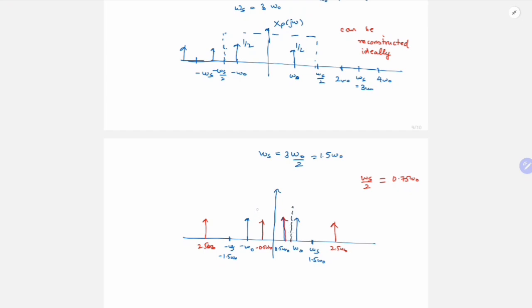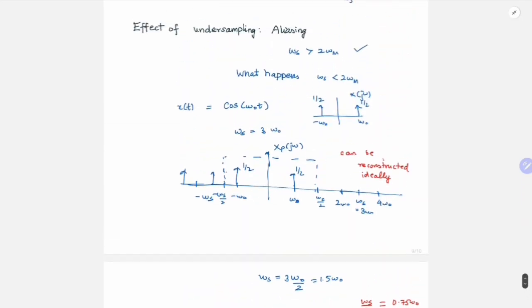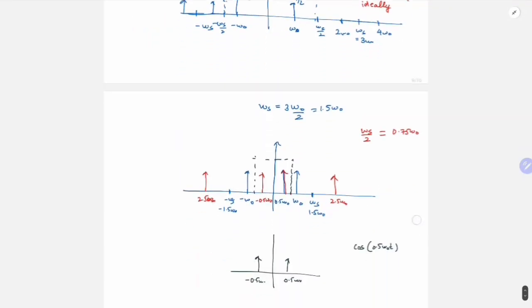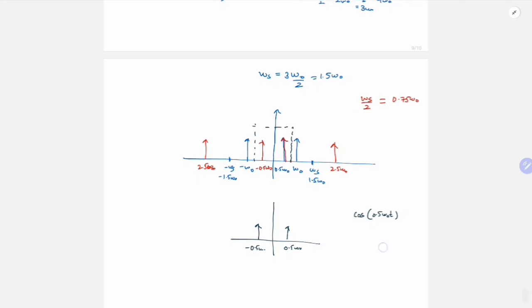So I am cutting off somewhere here. What will be my signal now? It will be minus 0.5 omega naught and 0.5 omega naught, which is nothing but cos of 0.5 omega naught t. But this is not what I started with. I needed cos omega naught t, but I am getting cos 0.5 omega naught t. So as you can see, as expected, we are not reconstructing the original signal we started with.